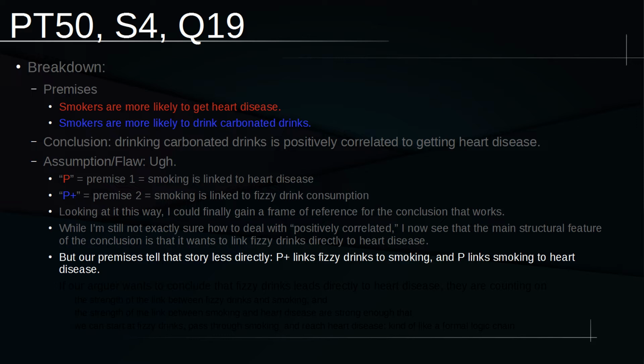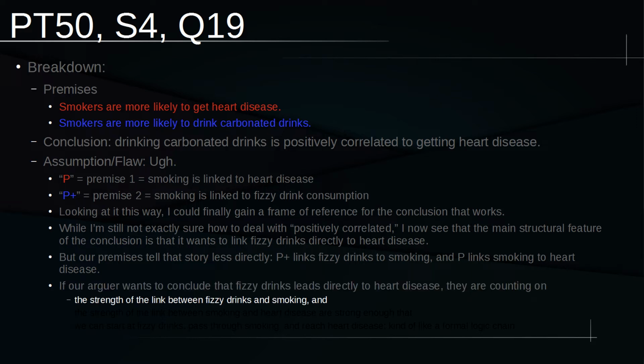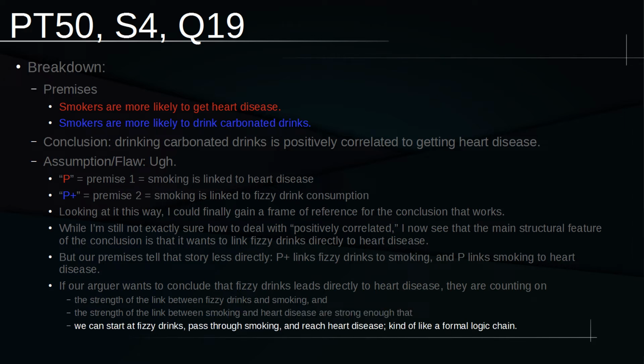P plus links fizzy drinks to smoking, and P links smoking to heart disease, but there's never really a direct connection that our author seems to crave. So if our arguer wants to conclude that fizzy drinks leads directly to heart disease, they're kind of counting on the strength of the link between fizzy drinks and smoking and the strength of the link between smoking and heart disease. They're counting on those two things to be strong enough. We can start at fizzy drinks, kind of pass through smoking, and reach heart disease directly, all in one go. Kind of like how formal logic chains work.